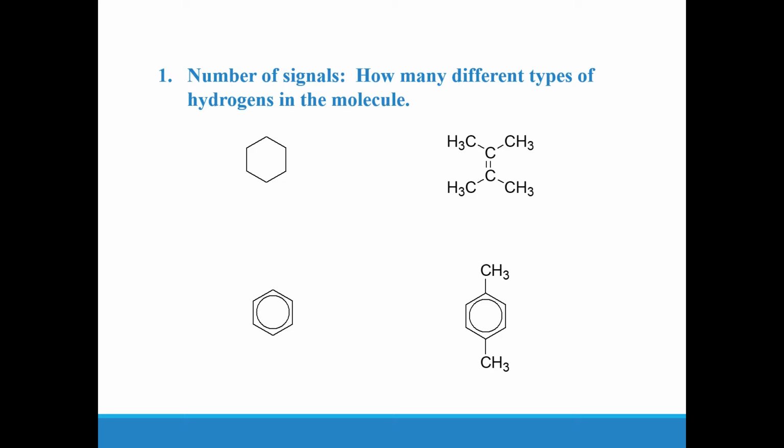First, the number of signals. We want to see the number of different types of hydrogens that appear in the molecule. We have a couple of examples that we'll go over more in depth later on, but let's quickly go over these. Here we have cyclohexane, and every carbon on this cyclohexane has 2 hydrogens. So every single hydrogen here is equivalent.